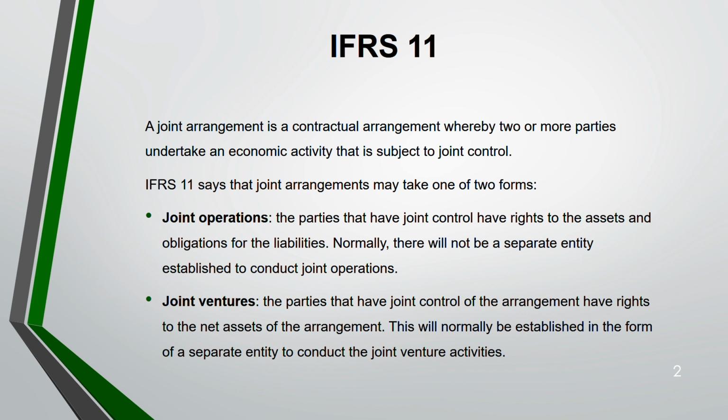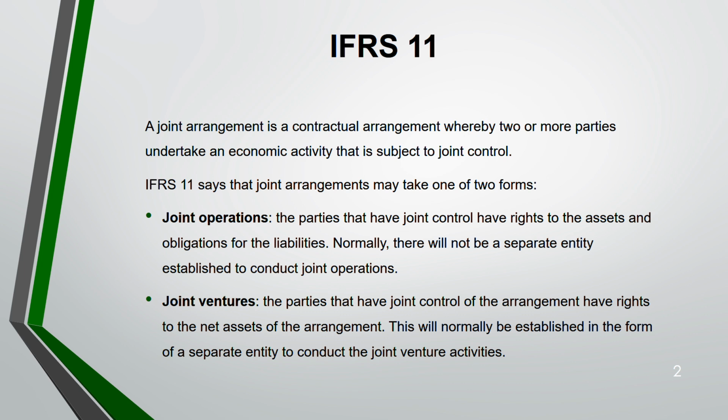Joint operation means parties that have joint control. Okay, they have rights to the assets and obligations for the liabilities. Normally, they are not a separate entity to conduct the joint operation. In a joint venture, they also have joint control, but they have rights to the net assets, and it is normally established in the form of a separate entity. So in a joint operation, the entity is not separate, but in a joint venture, a separate entity is created.